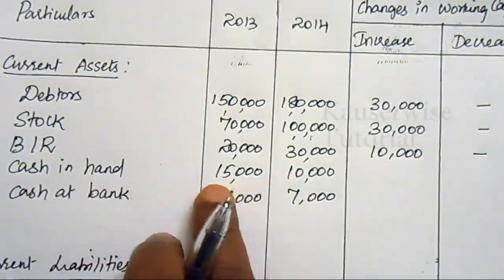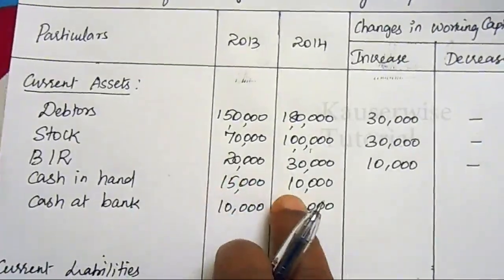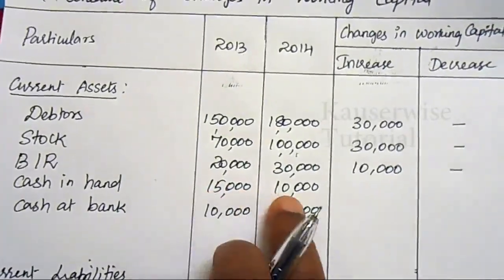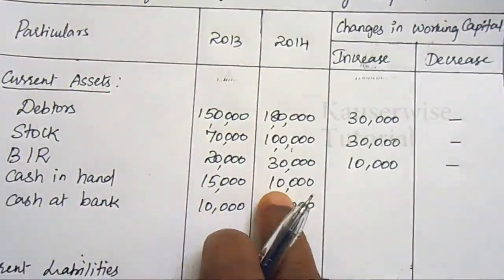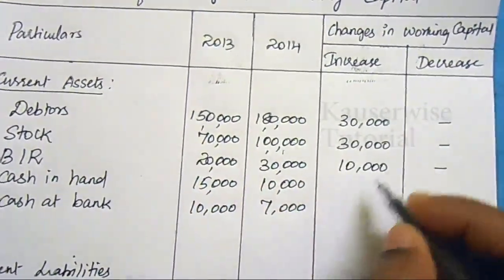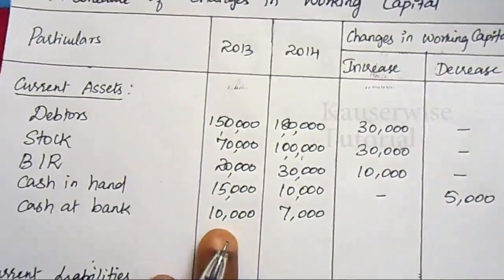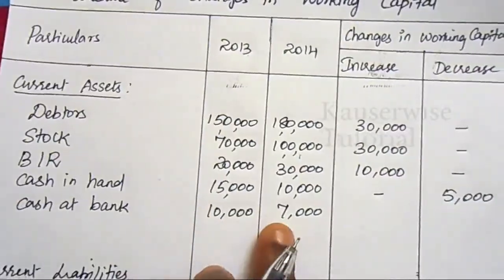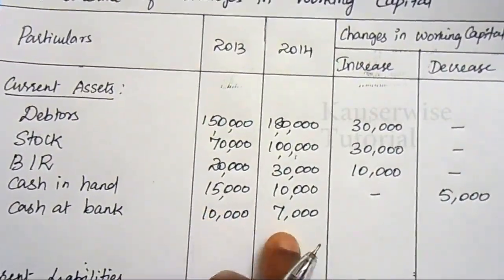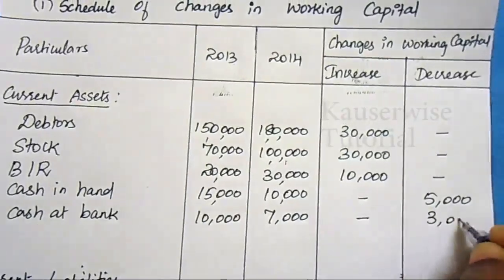Then cash in hand. Last year 15,000, this year 10,000. What is the difference? 5,000 difference. That is decreased from 15,000 to 10,000. So when current assets decrease, working capital also decreases. 5,000. Next, cash at bank. First year 10,000, next year 7,000. Same thing, decreased. How much? 3,000. So working capital also decreased.